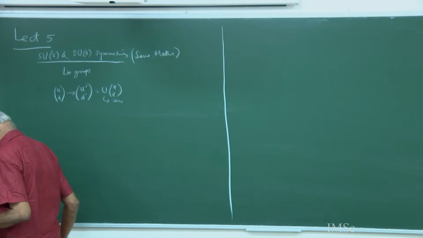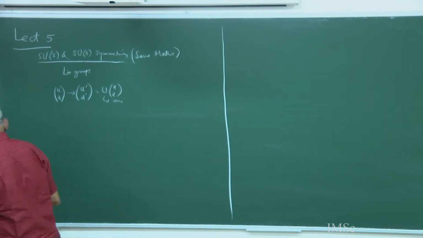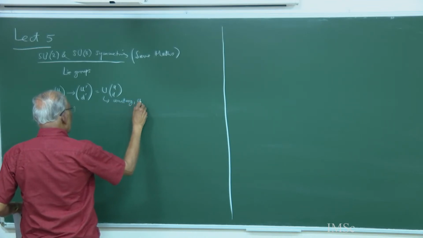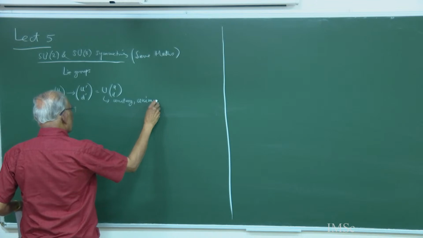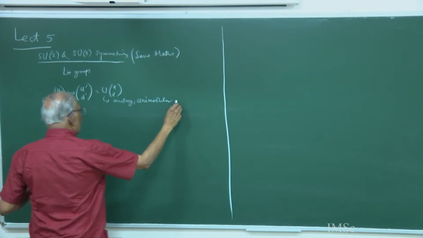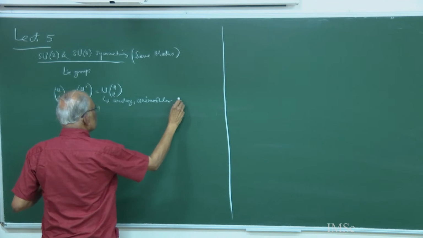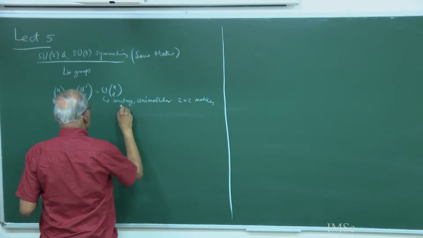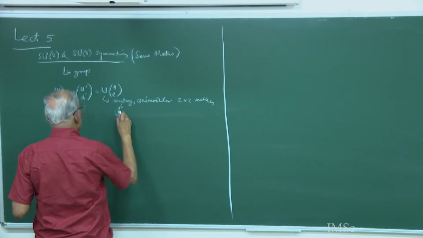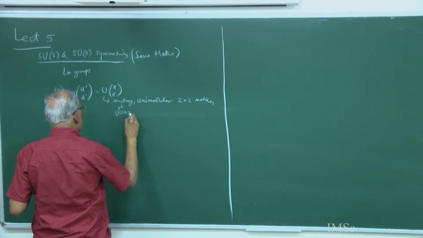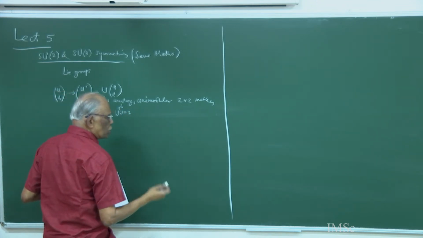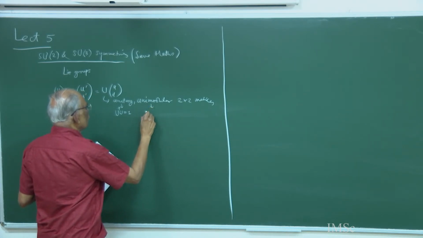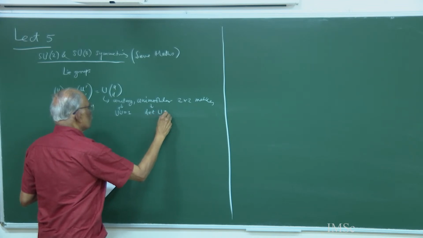Is it okay? Unitary, unimodular. I will explain what they are. 2 by 2 matrices. That is U. I hope you know U dagger U equal to 1. Namely, U dagger is the Hermitian conjugate, which is the transpose and then the complex conjugate of every element. And unimodular means determinant of U equal to 1.